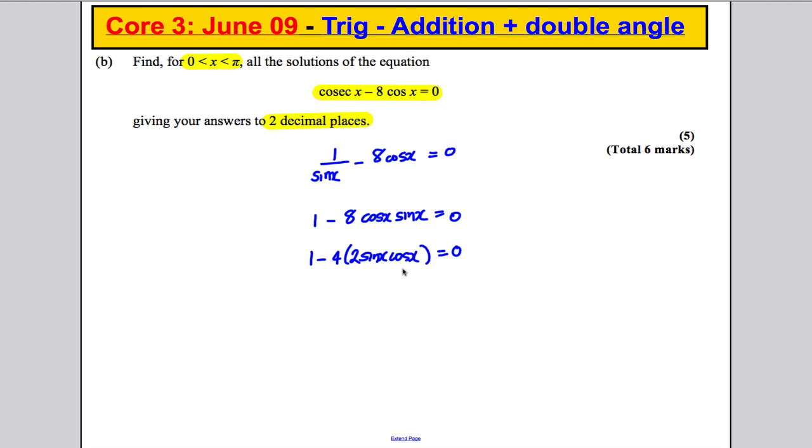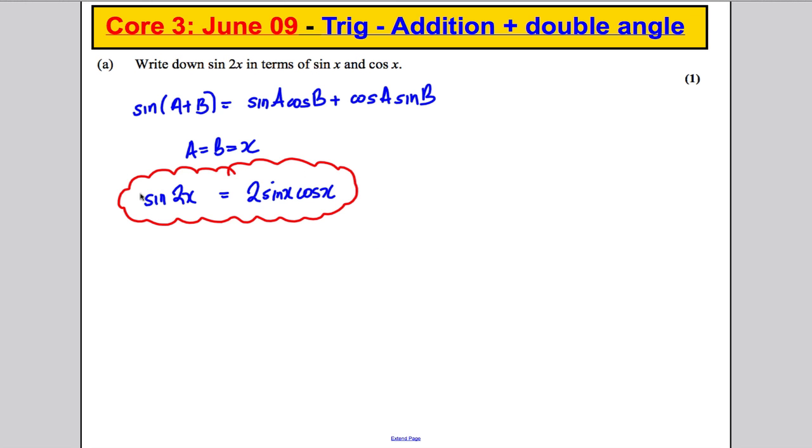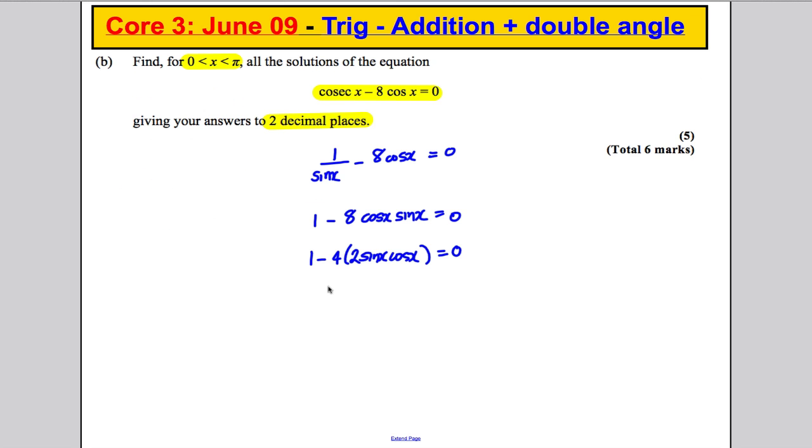Now, you know from the previous part, there's an expression for this. This is equal to sine of 2x. So this is the same as 1 subtract 4 sine of 2x is equal to 0. Okay, add 4 sine 2x to both sides. 1 is equal to 4 sine 2x. Divide both sides by 4. A quarter is equal to sine 2x. Therefore, 2x is the inverse sine of a quarter.